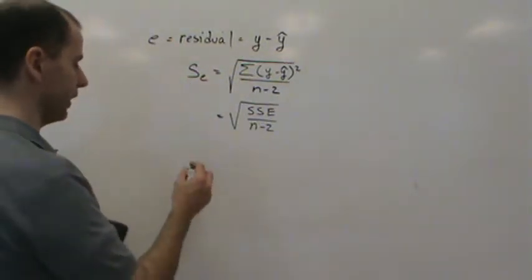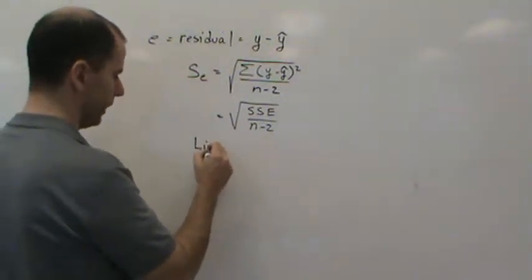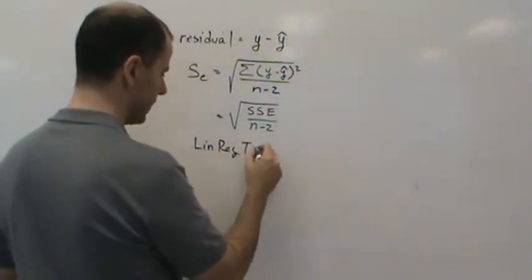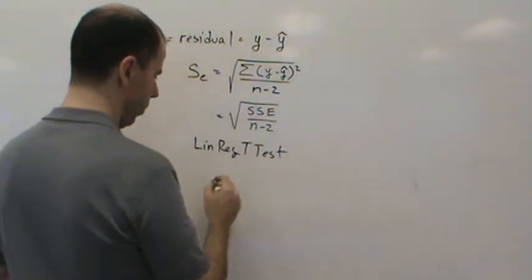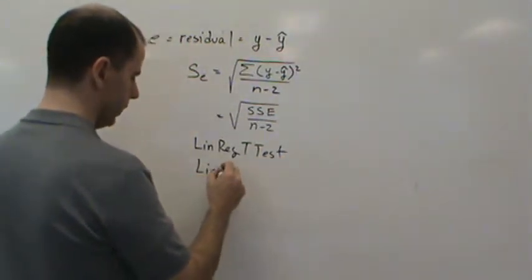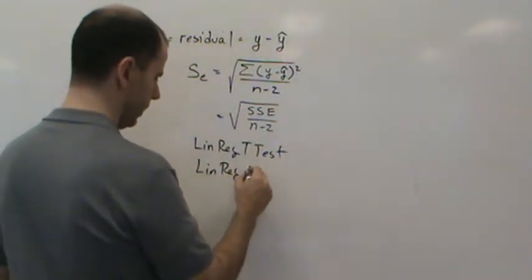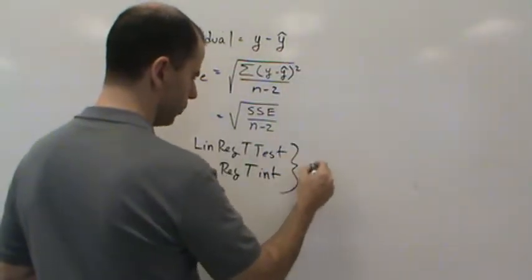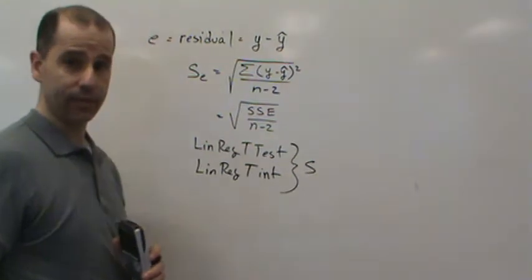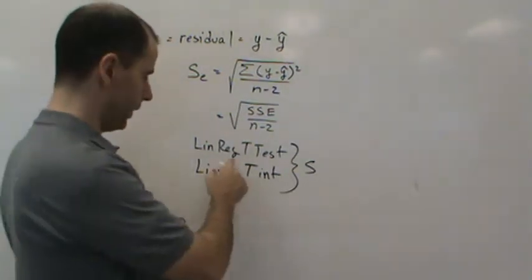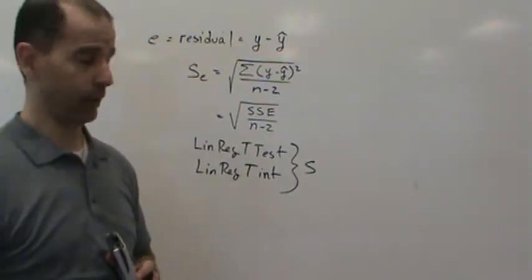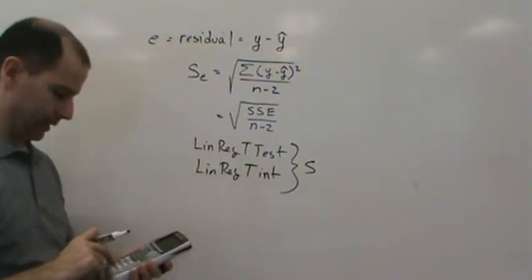And on your calculator, whether you use LinRegTTest or LinRegTInt, both of those will give you s. The s that is the output for either one of these is your S sub E. Okay. So other than that, that's about it.